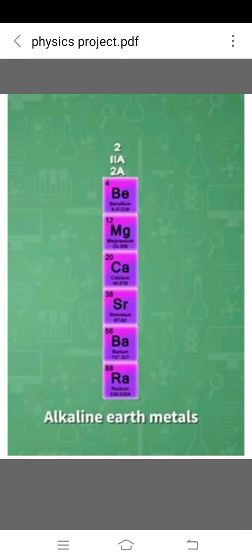Alkaline earth metals. It starts from beryllium to radium. Its electronic configuration is ns2. Valence electrons are 2. Valency is 2.